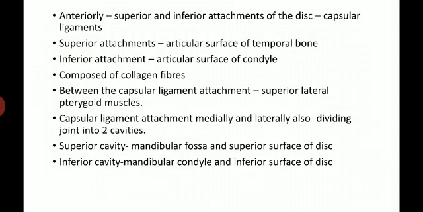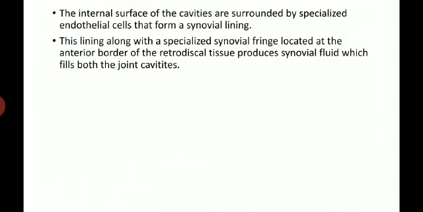The internal surface of the cavity is surrounded by specialized endothelial cells that form a synovial lining. This lining, along with a specialized synovial fringe located at the anterior border of the retrodiscal tissue, produces synovial fluid which fills both the joint cavities. That's why the TMJ is also called a synovial joint.